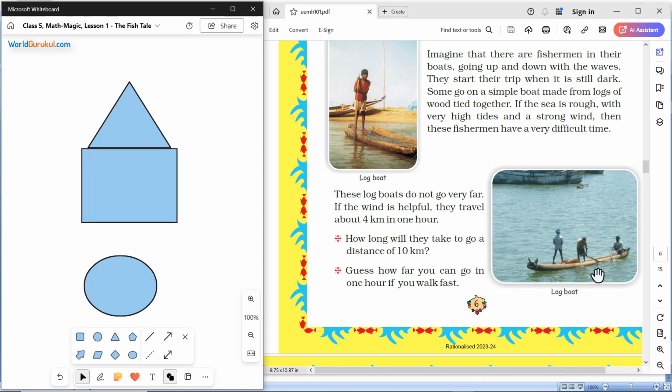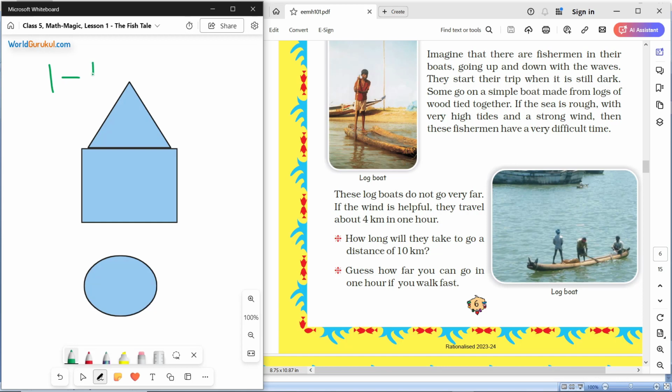They do the rowing. They are not motorboats. They are just normal log boats, and with the oars, they can go up to 4 kilometers in an hour. In 1 hour, they can travel 4 kilometers. And they throw the net sometimes at 4 kilometers deep or even deeper. To travel a distance of 10 kilometers, how much time do they take? Can you tell?